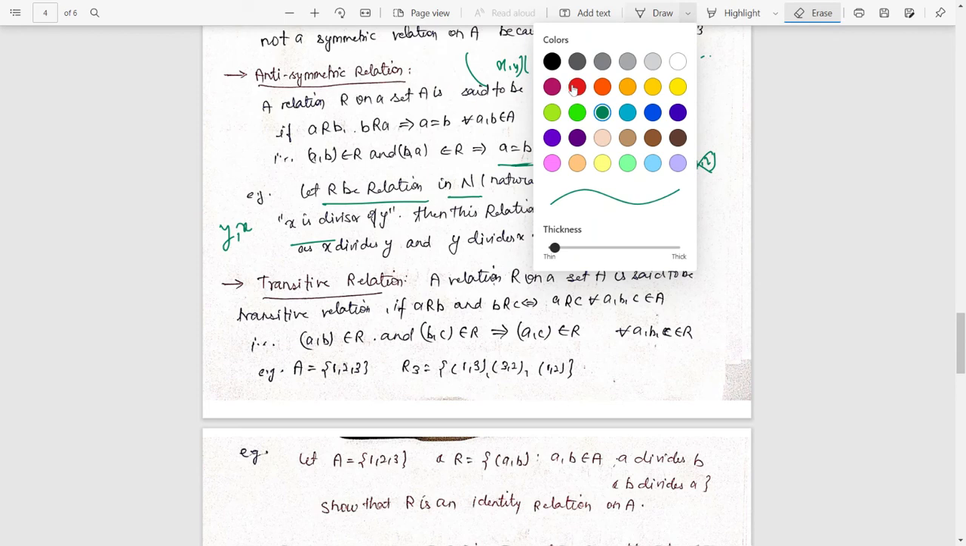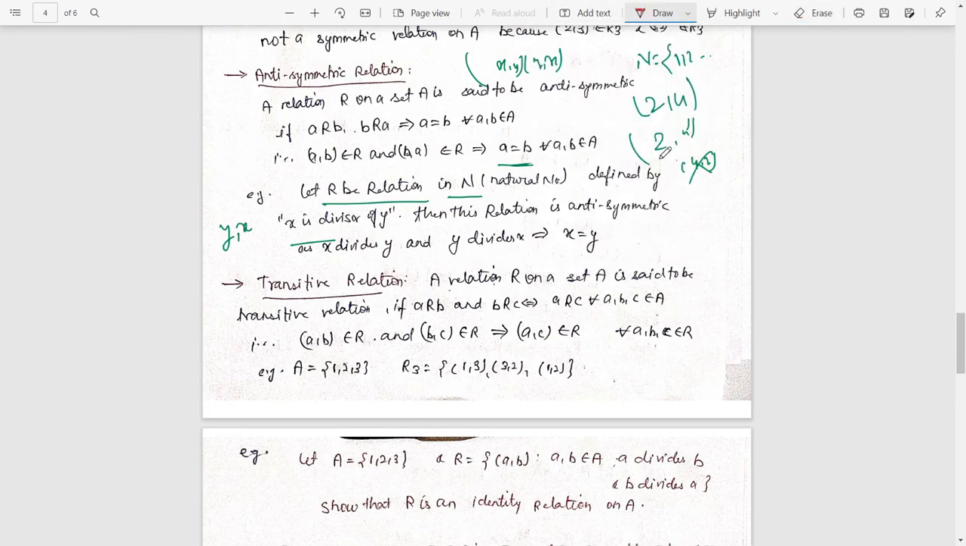So what is a transitive relation? Transitive relation means that if (a, b) belongs to R and (b, c) also belongs to R, where a, b, c are three elements of the particular set, then (a, c) also belongs to R.